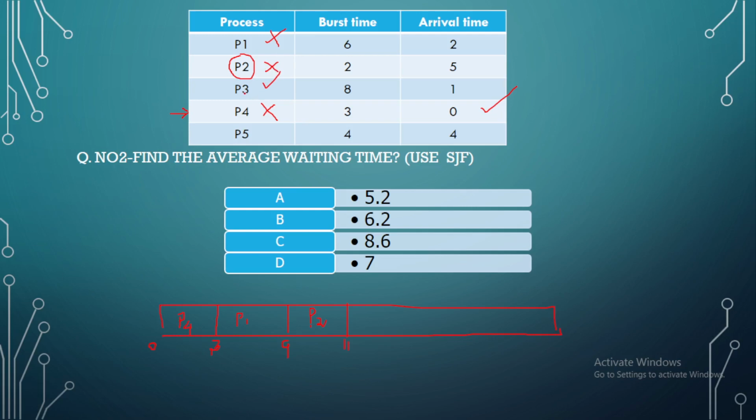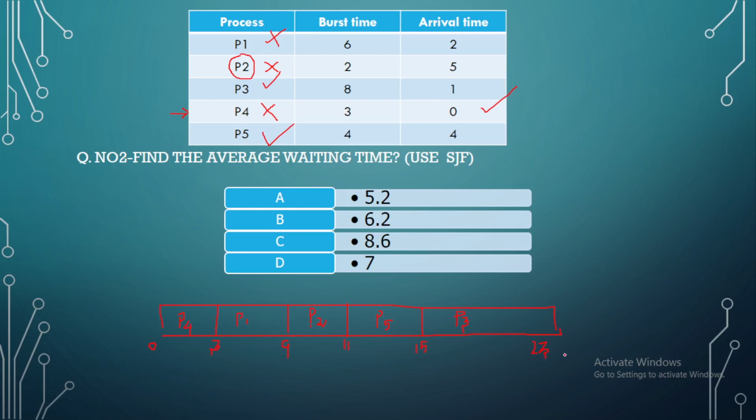Now we have only P3 and P5 left. Among these, P5 is the smallest process with the execution time of 4. So P5 is given the CPU and it will run for 4 nanoseconds, so 11 plus 4, 15. Now the leftover process is P3 and it will be given the CPU and run for 8 nanoseconds. So 15 plus 8, 23.